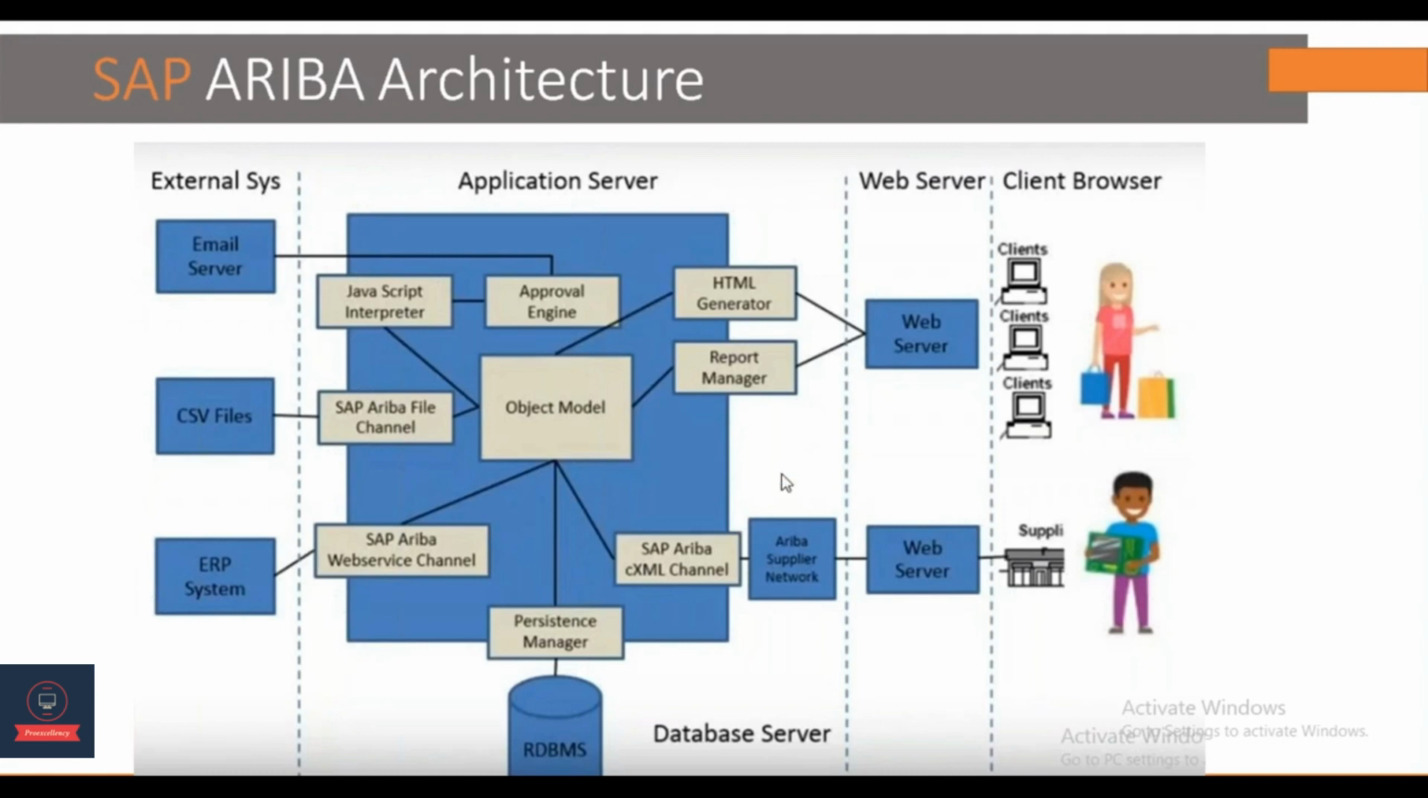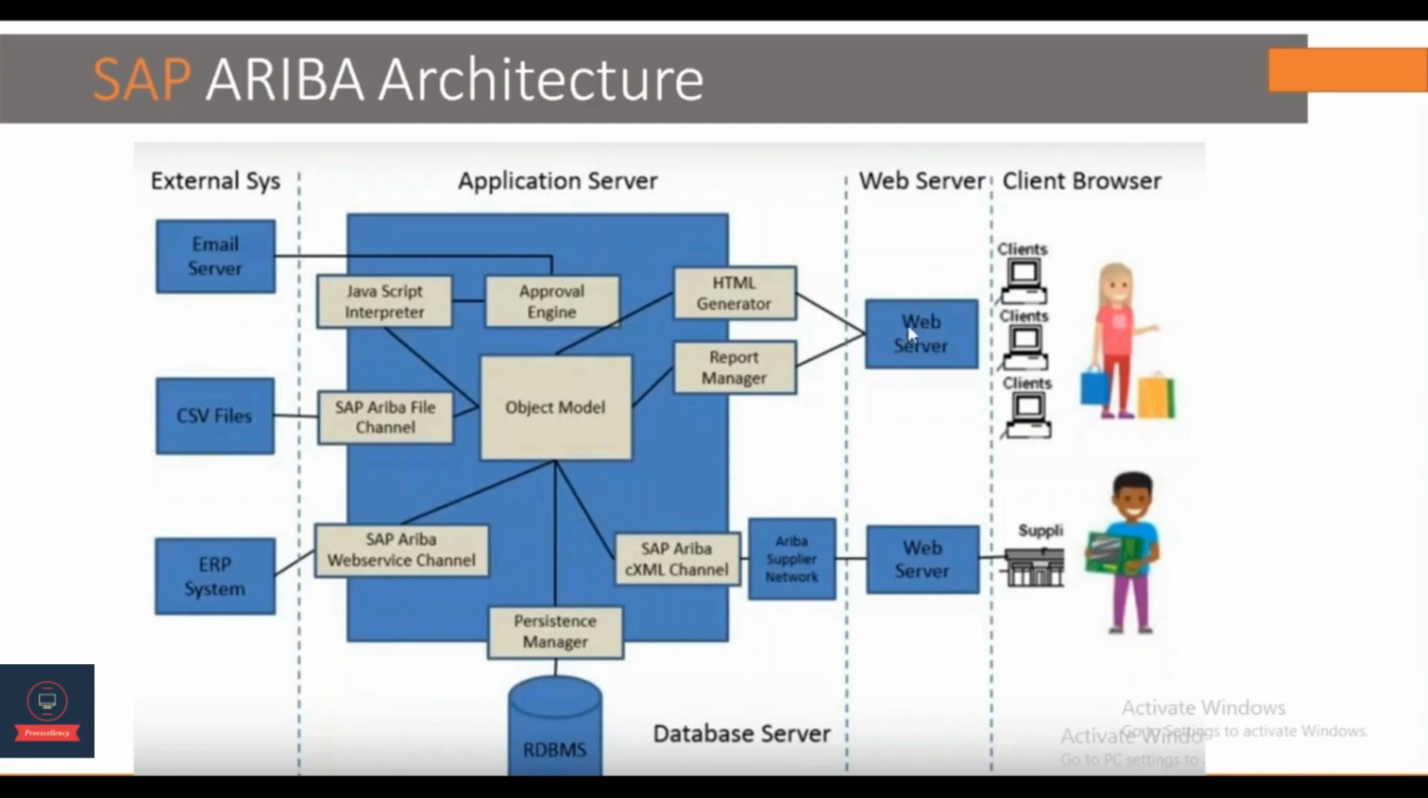So here we can see we have the four blocks. On the right-hand side, that first block is the client browser. What is happening is completely on demand. Whenever any user, either from the buyer side or from the supplier side, has to use this Ariba application, they simply provide the URL and the credentials with the help of the browser. And after providing this information, it reaches the web server.